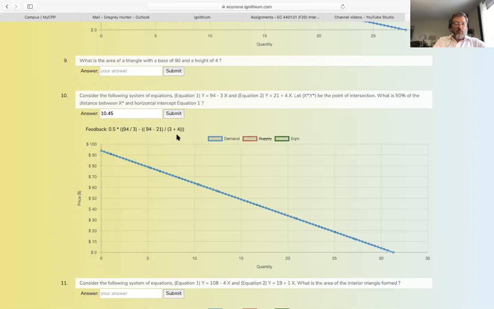So 94 divided by 3, that's our 31.33. And then 94 minus 21 divided by 7. Yeah. Okay. And so that's exactly the 10.45. Everybody good? Any questions? Right here, sir.